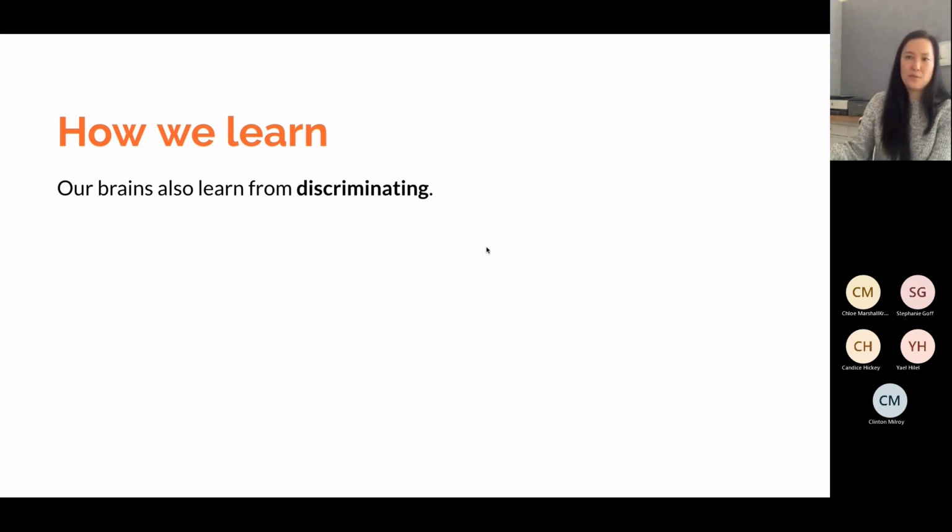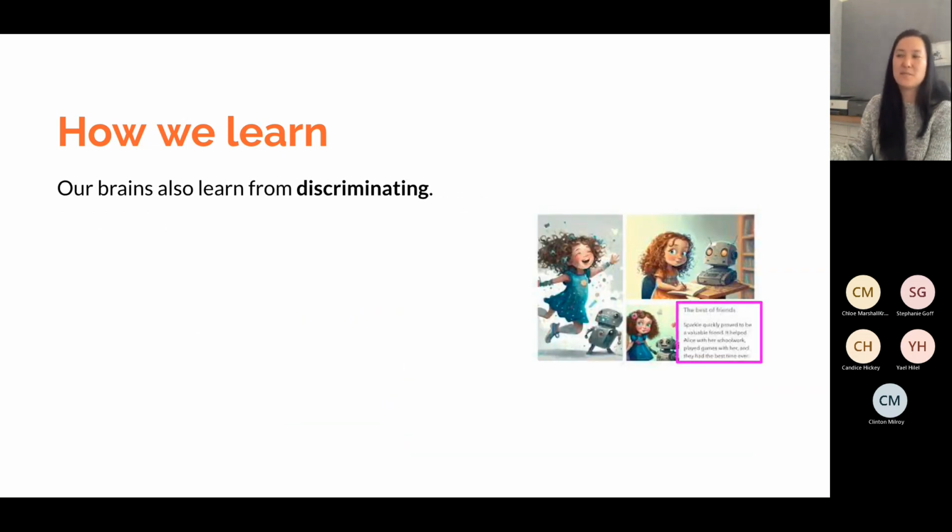If you also know about discrimination, our brains are also learning from discriminating. If you look here, here's an example of something that a newspaper is not. So if you look at the text it doesn't look the same, right? You look at the pictures, they don't look the same.